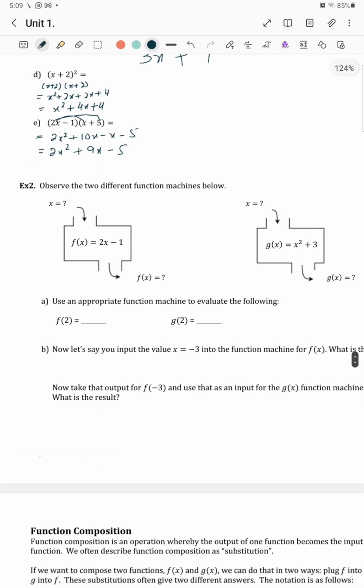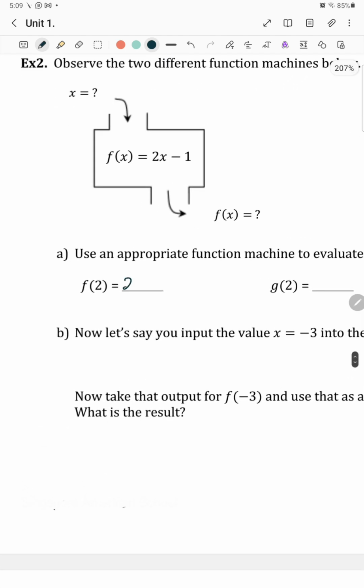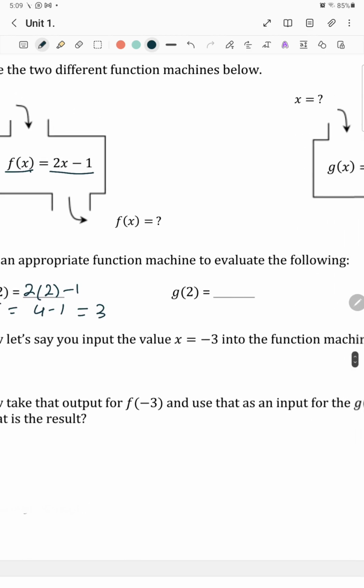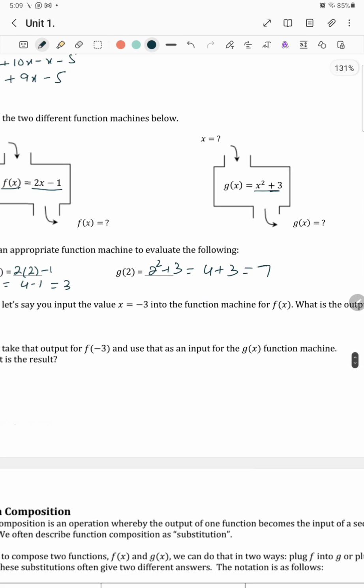Observe the two function machines below. X, f of x, g of x. So find f of 2. F of 2 would be 2 times 2 minus 1. This is the f of x, so for f of 2 we put 2 in this equation. It would be 4 minus 1, which is equal to 3. G of 2 means we need to put the value in this equation. 2 squared plus 3, 4 plus 3, which is equal to 7.